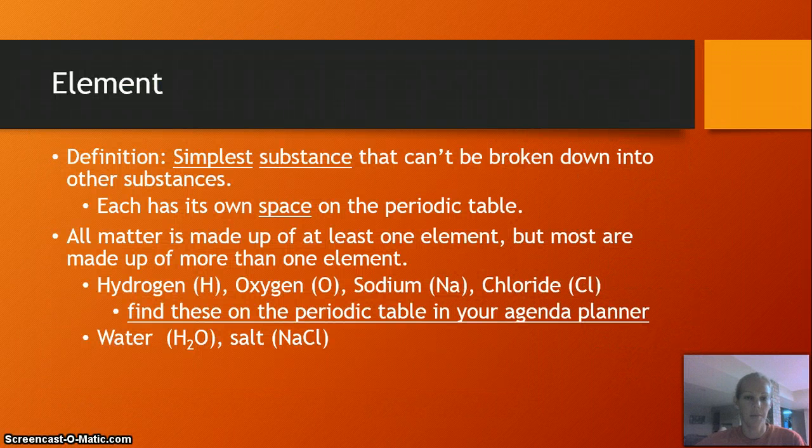So what is an element? An element is a simple substance that can't be broken down into any other substances. Meaning, let's take oxygen for example. If you have an atom of oxygen, oxygen is a pure substance, and it cannot be broken down into any other substance. And each element has its own space in the periodic table, which is represented by these squares or rectangles. And currently, I think there's about 118 elements that have been placed on the periodic table.